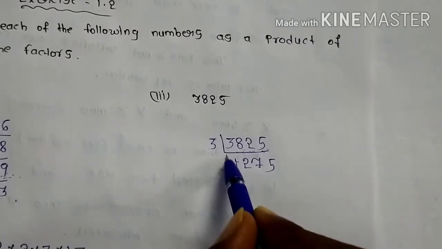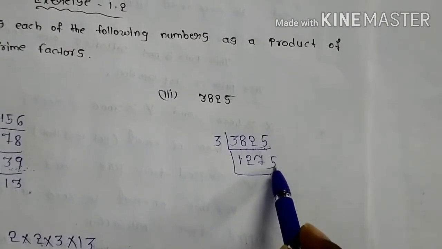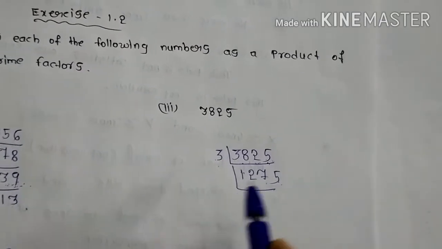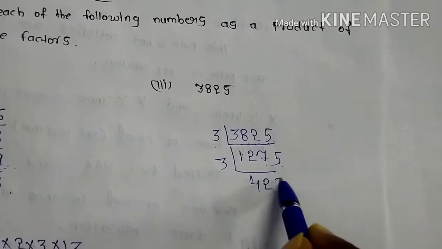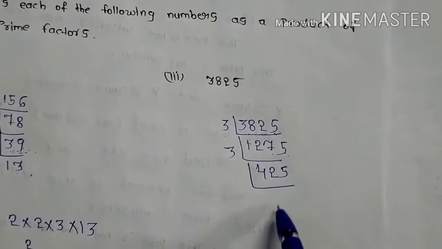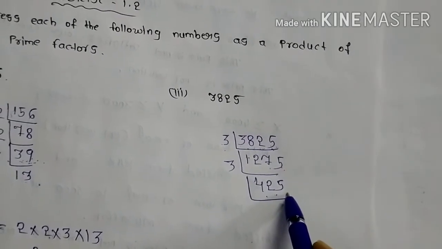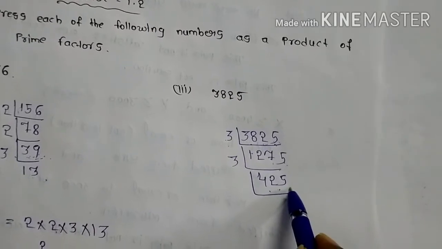Once again you can check whether the number is divisible by 3 or not. 1275: 5 plus 7 is 12, 12 plus 2 is 14, 14 plus 1 is 15. So you can take the 3 table. 3 fours are 12, 3 twos are 6, 3 fives are 15. One more time, 4 plus 2 is how much? 6. 6 plus 5, how much? 11. Is 11 a multiple of 3? It's not possible, so leave it.